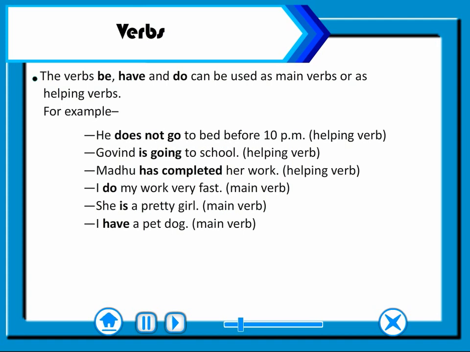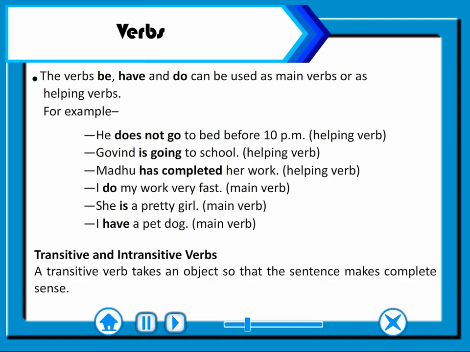The verbs be, have and do can be used as main verbs or as helping verbs. For example, he does not go to bed before 10 p.m. Helping verb. Govind is going to school. Helping verb. Madhu has completed her work. Helping verb. I do my work very fast. Main verb. She is a pretty girl. Main verb. I have a pet dog. Main verb.